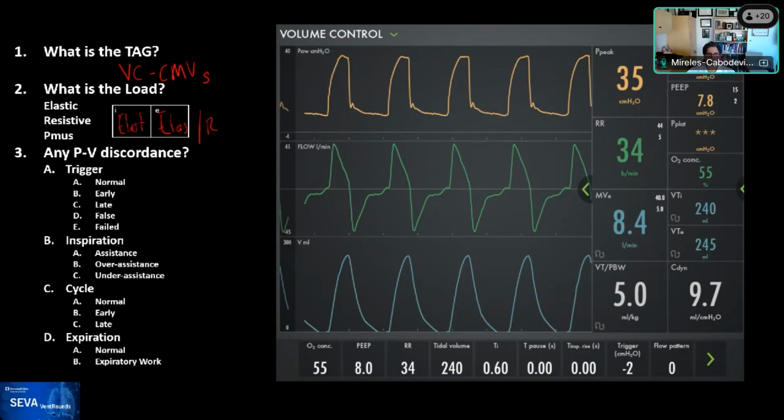Yeah, that's what... now that we have said that, I really like it, so Roberto took a couple of steps ahead, and this is very good. So look at the patient-ventilator discordance and tell us, is there a trigger issue? Yes or no? What do you think is the trigger? Normal, early, late, false, failed?